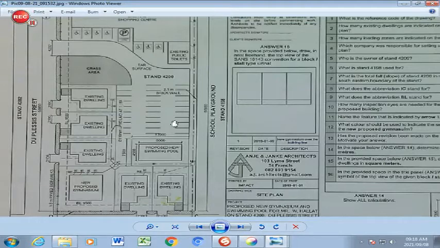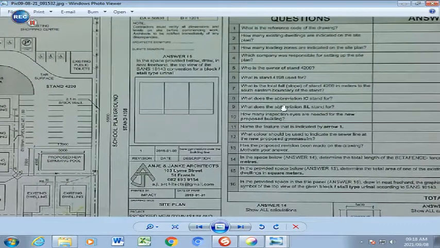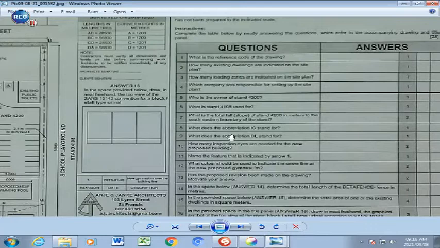Let's go to question number 1. What is the reference code for the drawing? You're going to go right here at the bottom. That reference code is SITE-4200-1200-19, and that is where you're going to write it in.